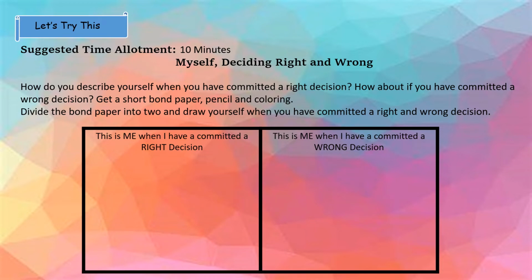Let's try this first activity entitled Myself Deciding Right and Wrong. How do you describe yourself when you have committed a right decision? How about if you have committed a wrong decision? Get a short bond paper, pencil, and coloring materials, and divide the bond paper into two and draw yourself when you have committed a right and wrong decision. In the first column, this is me when I have committed a right decision. And in the second column, this is me when I have committed a wrong decision.